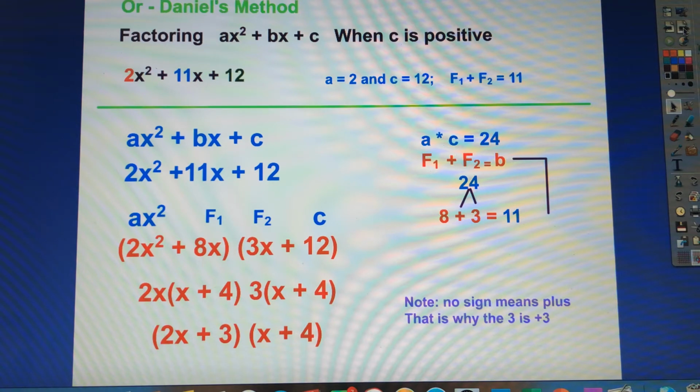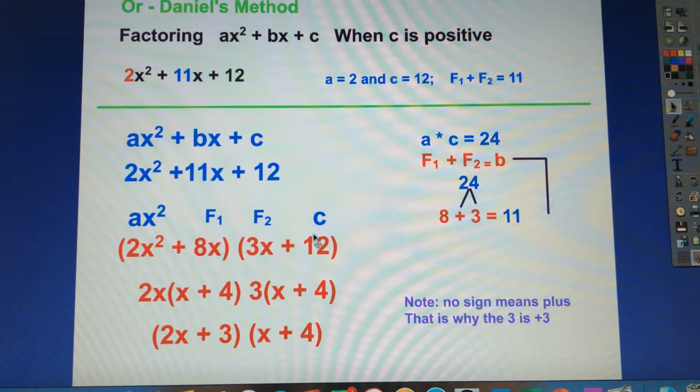Daniel's method. Daniel said he noticed a pattern that if he took A times C and then just looked for the factors of that value to equal B, he could create his binomial. So A is 2, B is 11, and C is 12. A times C is 24. I need factors of 24 that will equal a positive 11. So I find 8 and 3.